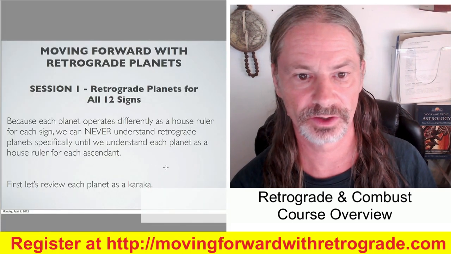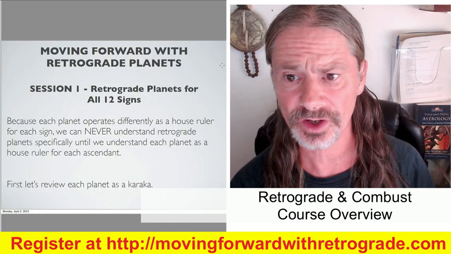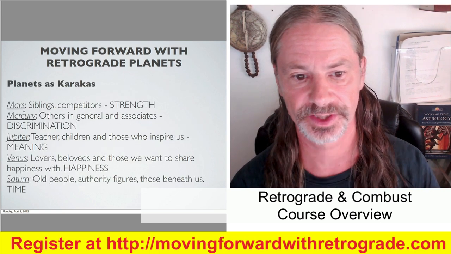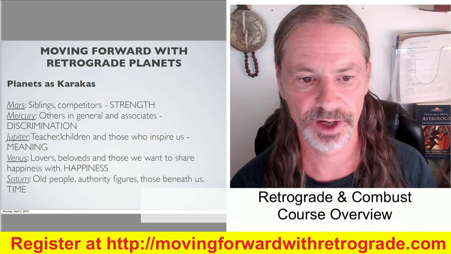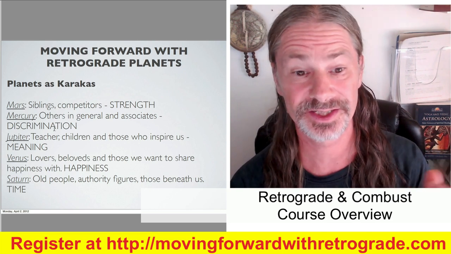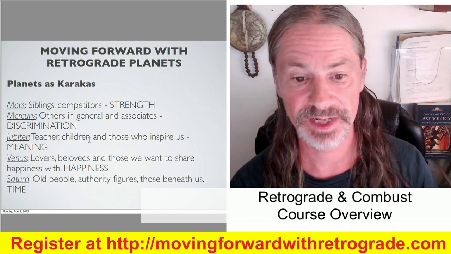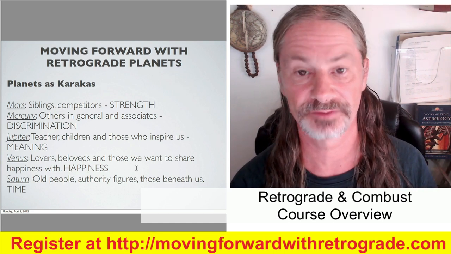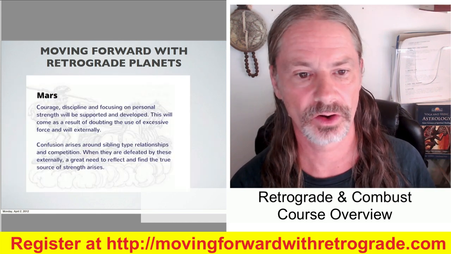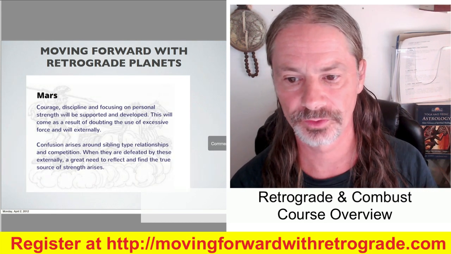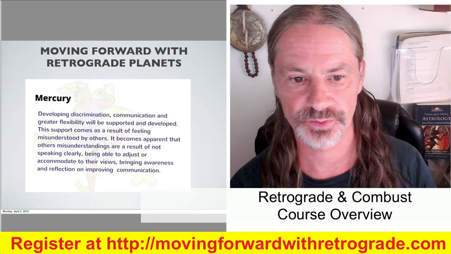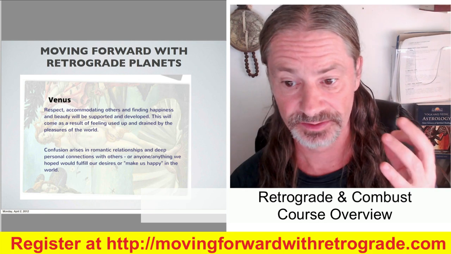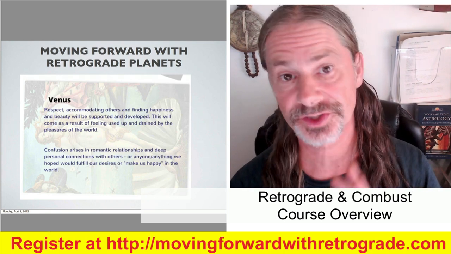You can see here on this manual, I talk about every planet. I talked about the planets as karakas: Mars, siblings; Mercury, others in general, discrimination. These are the planets as karakas. Jupiter, where we find teachers, children, and a sense of meaning. Venus, lovers, beloveds, happiness. But then I also go through each planet with these different slides. And I'm going to go over the material in this course.